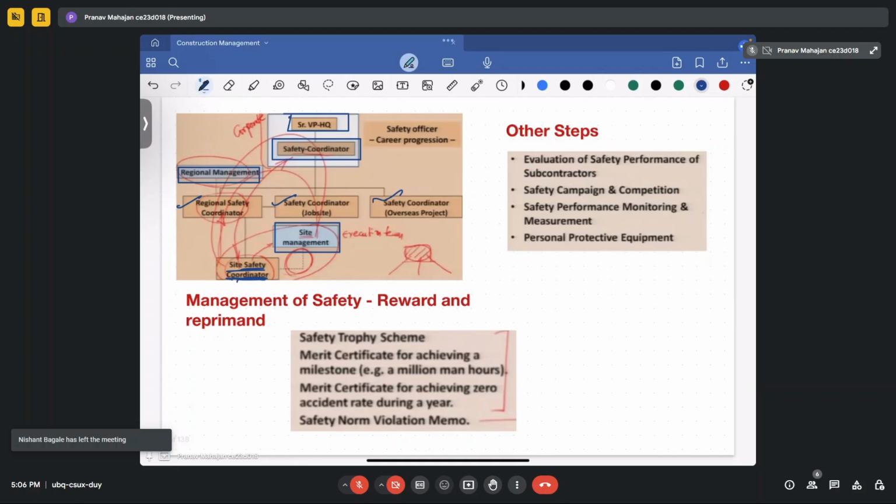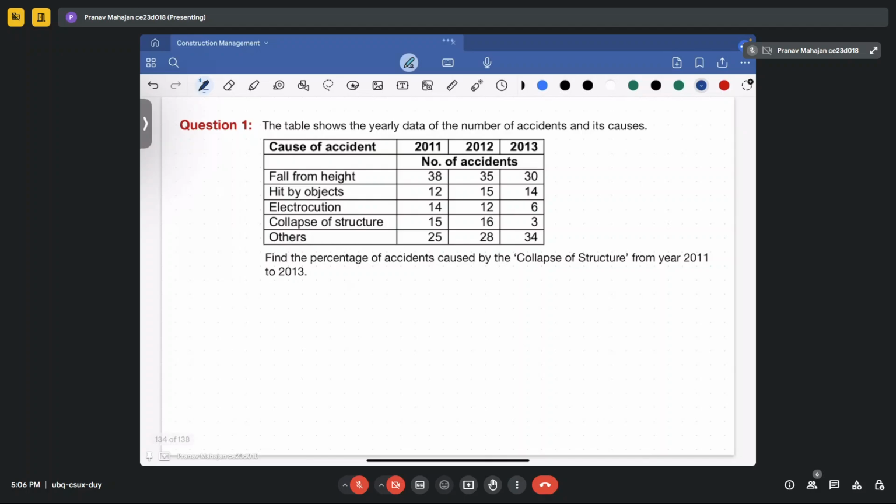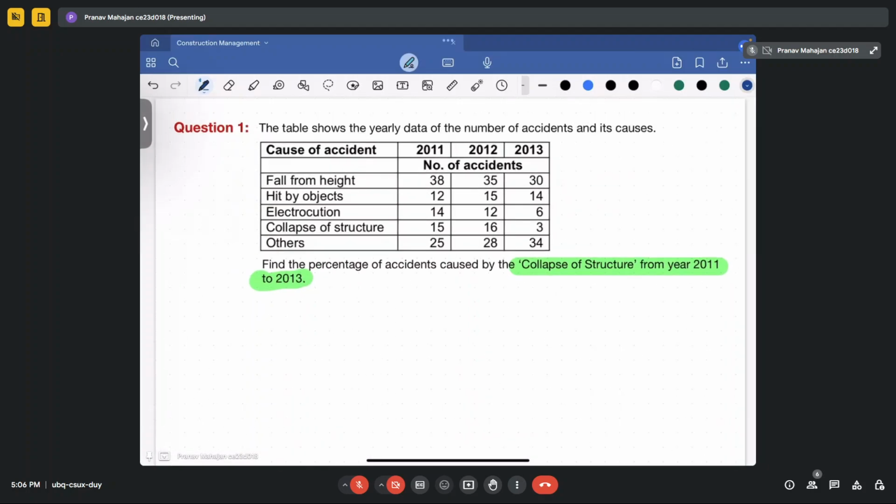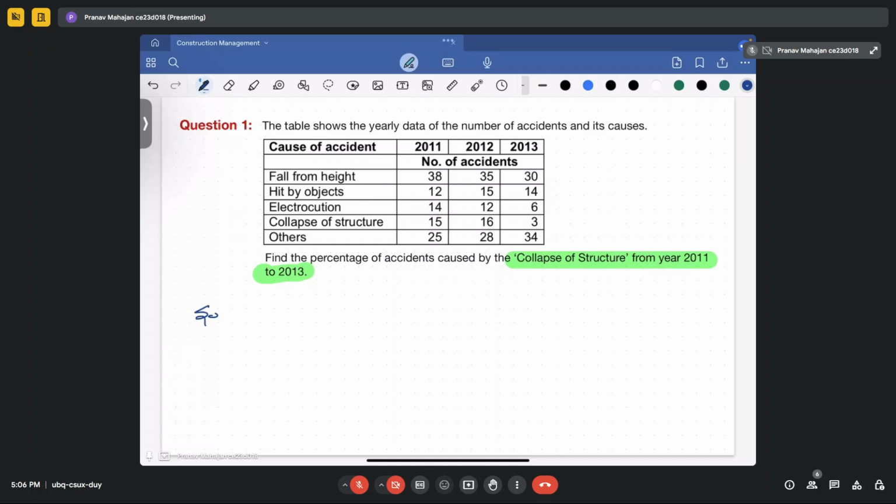So the first question is: the table shows yearly data of the number of accidents and their causes. Data for 3 years is given to you, and you have to find the percentage of accidents caused by collapse of the structure from the year 2011 to 2013. These are all small basic questions. They do not have a technical background. You just have to solve them based upon your mathematical knowledge.